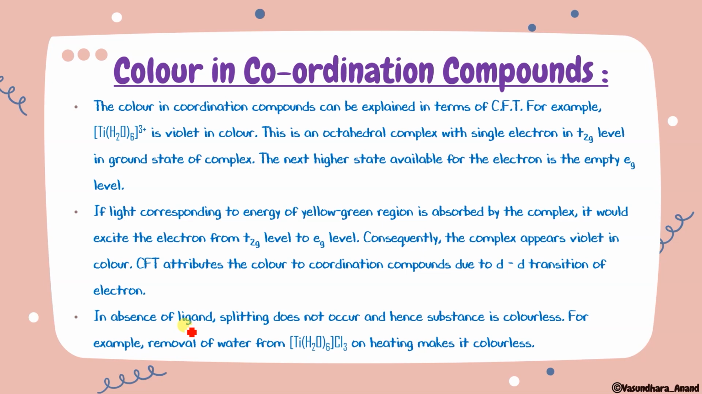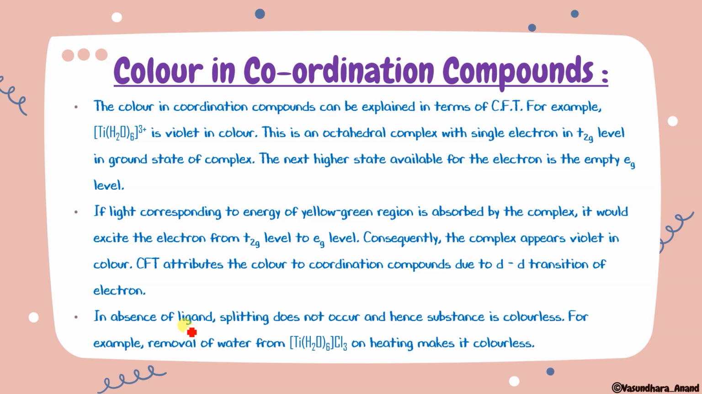In absence of ligand, splitting does not occur, and hence the substance is colorless. If there is no splitting, there is no unpaired electron, then that substance will be colorless. That you can say. The more the number of unpaired electrons, the darker will be the color. No unpaired electron, it will be colorless. That also you can say. So you can say which one is dark and which one is light. In that case you have to answer that it has more number of unpaired electrons.